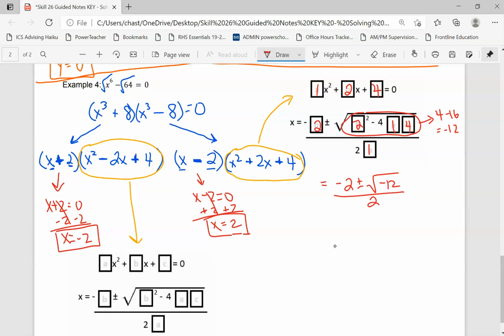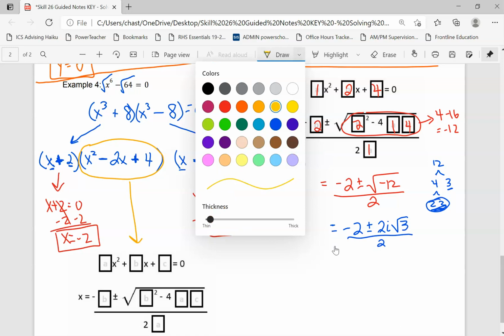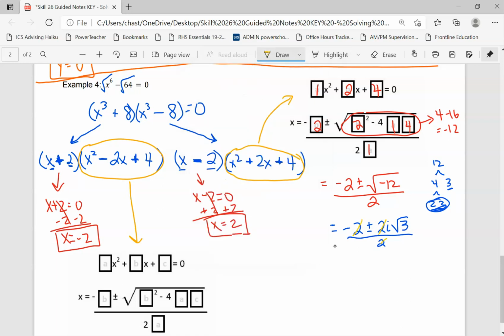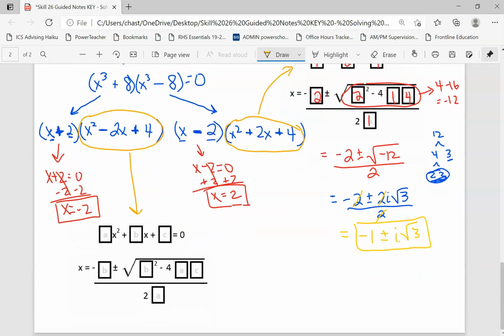And hopefully we know that when we have a negative under the square root, that's going to be an i thing. So 12, I'm going to break down into 4 and 3. We get a pair of 2's from that. So we're going to have negative 2 plus or minus. That pair of 2's will come out, but so will an i, with 3 left over, all over 2. And because we know that this 2 and this 2 are all multiples of 2, we end up with negative 1 plus or minus i radical 3. Okay? So there's two more answers.